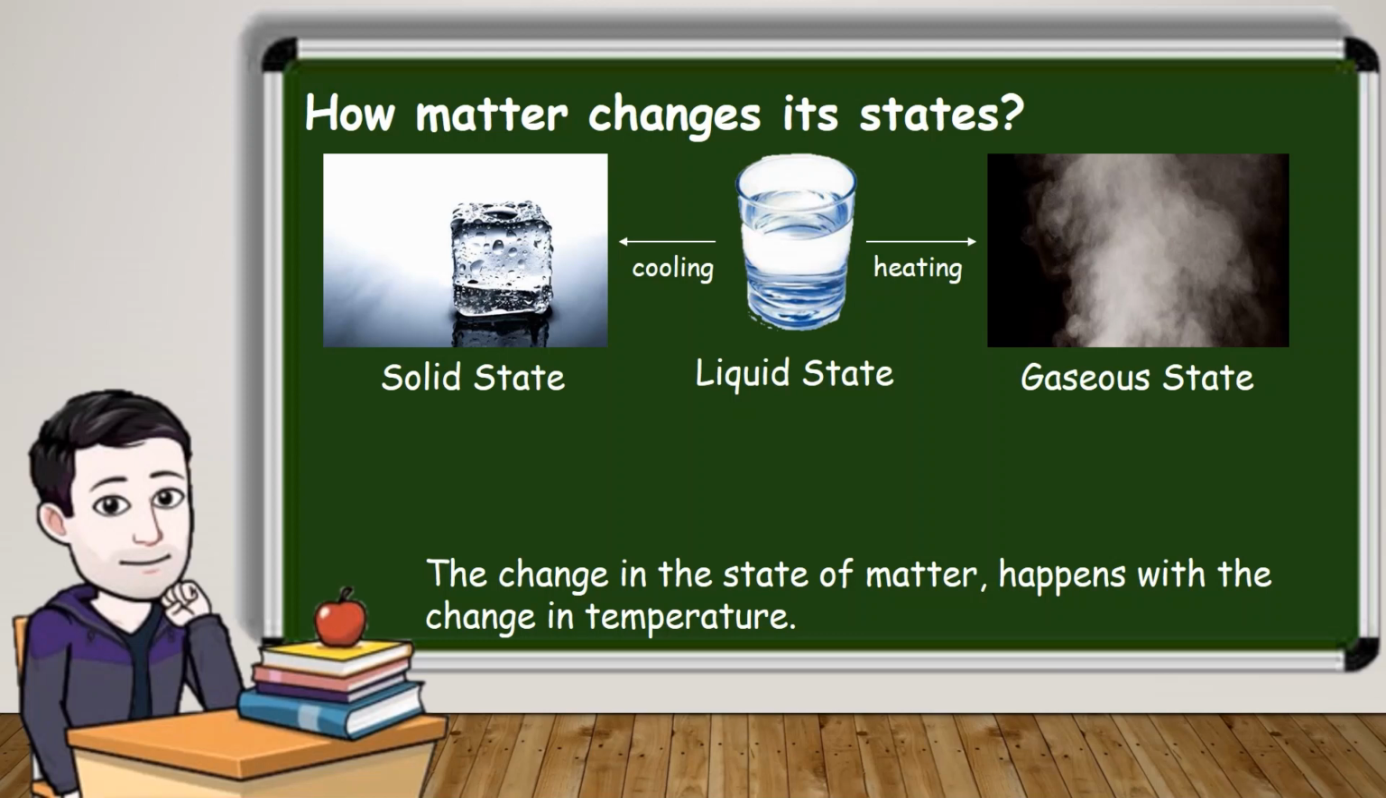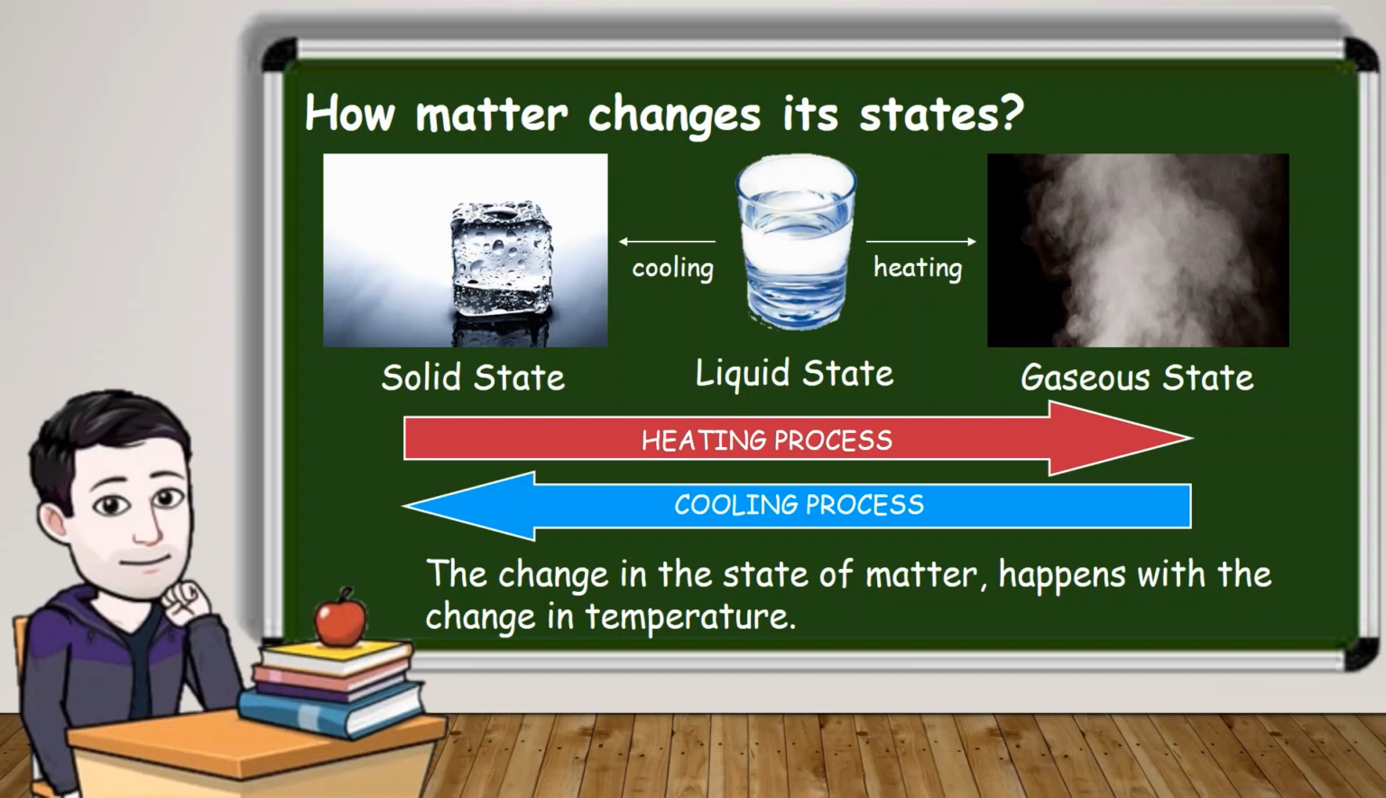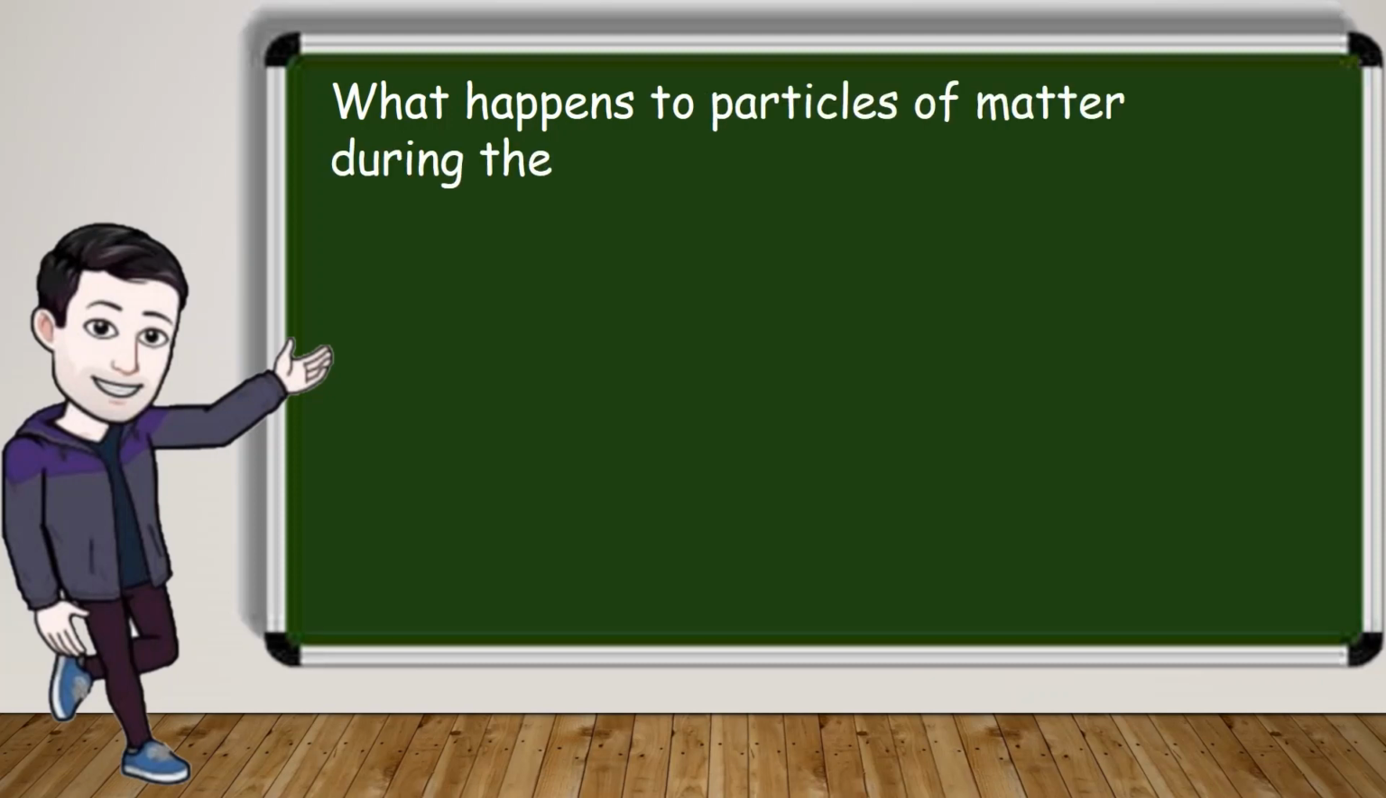This is due to the effect of change in temperature. Ice becomes water, and then becomes vapor, when heating. And the reverse can be seen while cooling: the vapor becomes water, and then ice. But, what happens to particles of matter during the change of state?